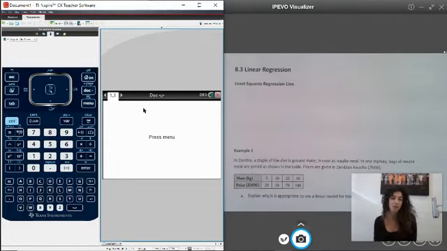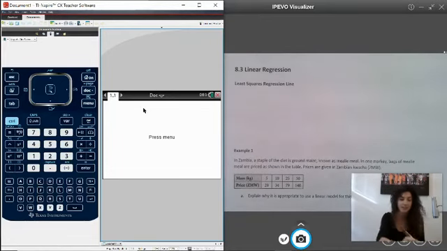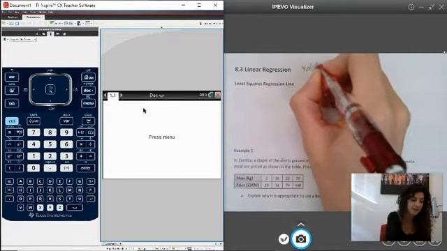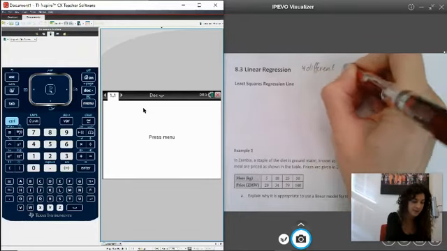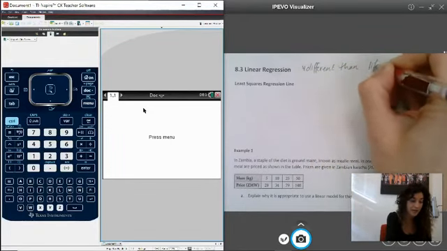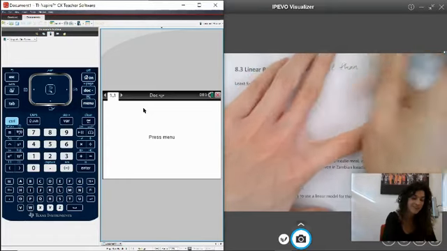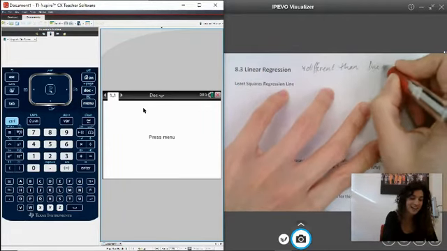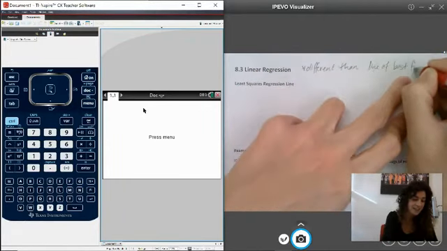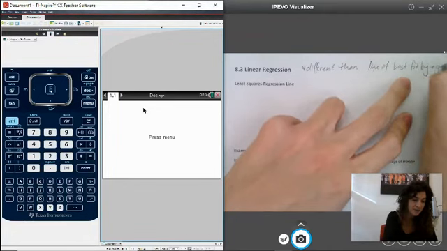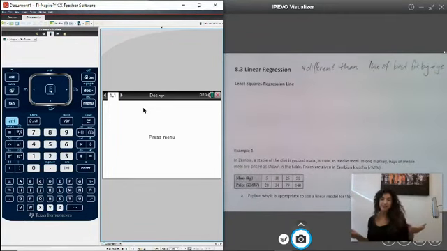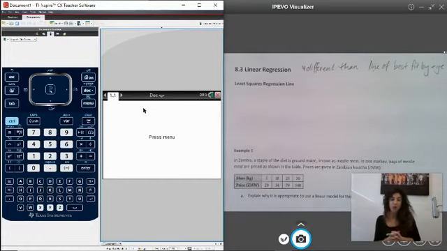And I do want to start out by saying that this is different than your line of best fit by eye. Okay, so these are different. And I noticed that some of you who already know how to find the regression equation were using this as opposed to finding your line of best fit by eye on quizzes that I've been handing out to you.